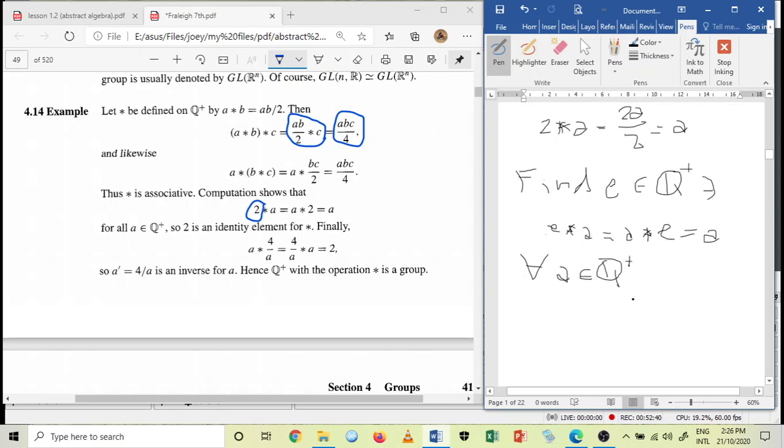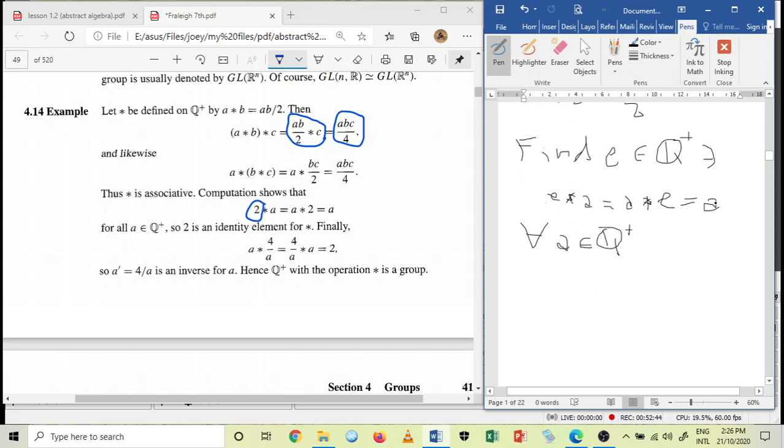Okay. But if E operation A is A, by definition of the operation, E operation A is just A. Operation is not commutative, so the order should be followed. Okay, this condition would mean that EA over 2 should be equal to A, because that is how we define the operation asterisk. So this means that if we multiply both sides by 2, we would get EA equals 2A.